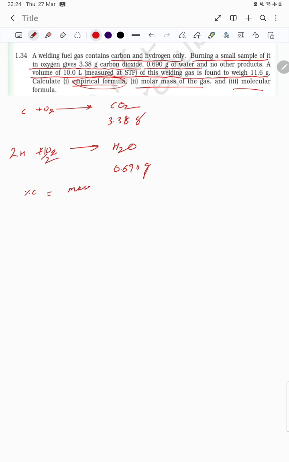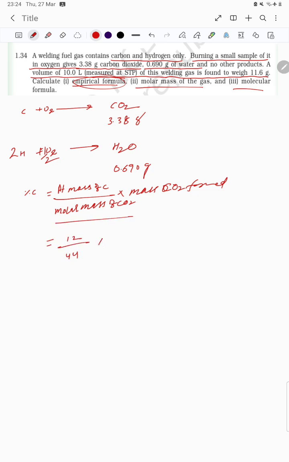Atomic mass of carbon divided by molar mass of CO2, multiplied by the mass of CO2 formed. So here you see atomic mass of carbon is 12, molecular mass of carbon dioxide is 44, and mass of CO2 formed is 3.38 gram. So how much answer are you going to get, student? 0.9218 gram. This is the carbon you got.